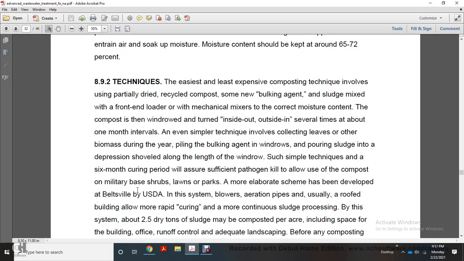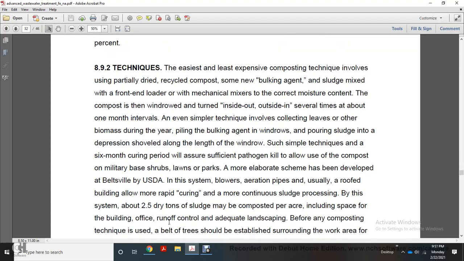The most elaborate scheme has been developed at Beltsville, USDA. In the system, blowers and aeration pipes and usually a roof building allow more rapid curing and more continuous sludge processing. By the system, 2.5 dry tons of sludge may be composted per acre, including space for building, runoff control, and adequate landscaping before any composting technique is used.